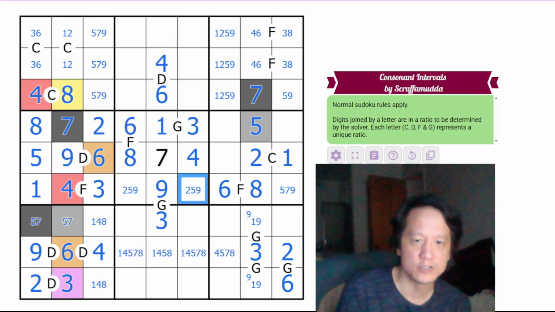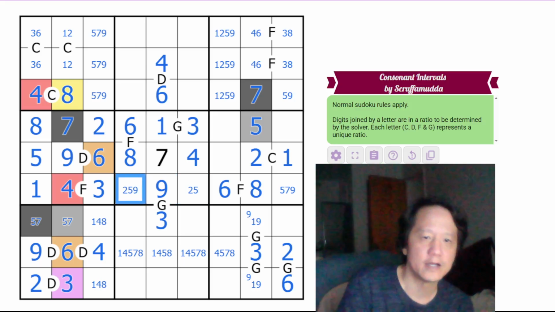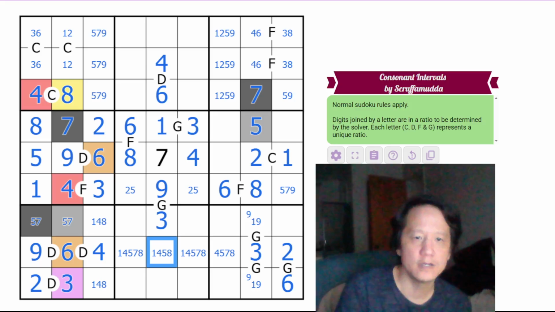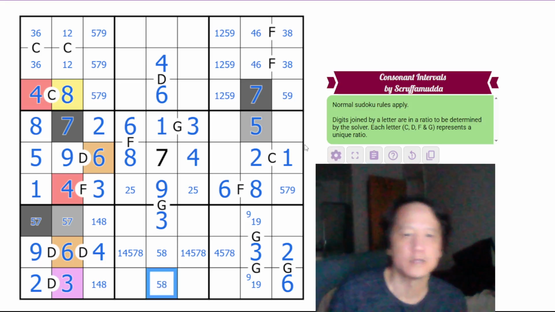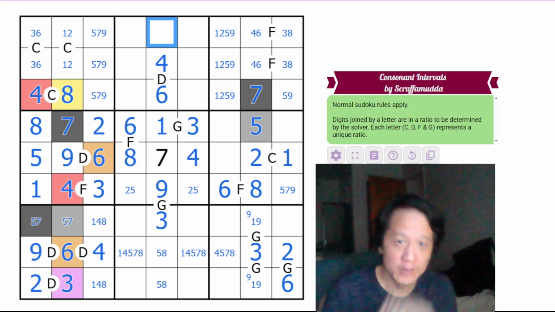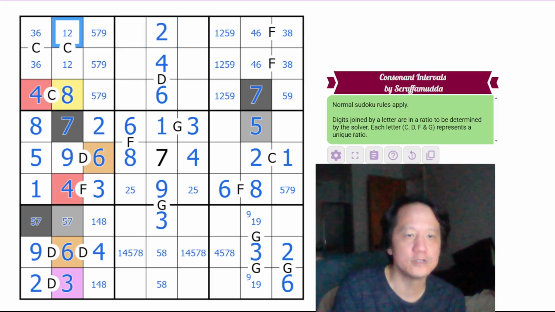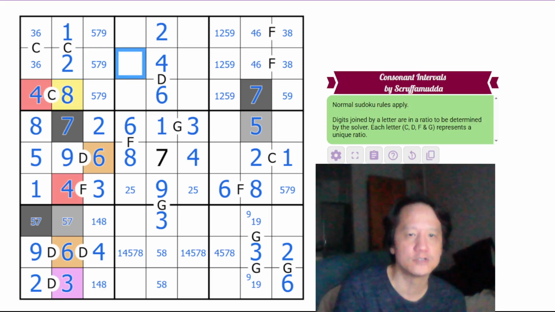This can't be 3. This is 1. This is 3. These cannot be 9 anymore. This 3. This can't be 1 or 4. We have 2, 5, and 8 left, and this can't be 2. So this is a 5, 8 pair, which eliminates 5 and 8 from the rest of the column. This must be a 2. So this 2 eliminates 2 here. So this is 1. This is 2.